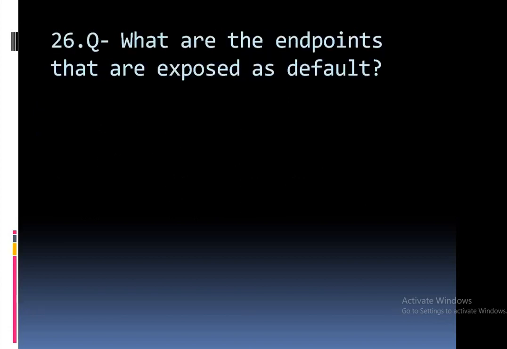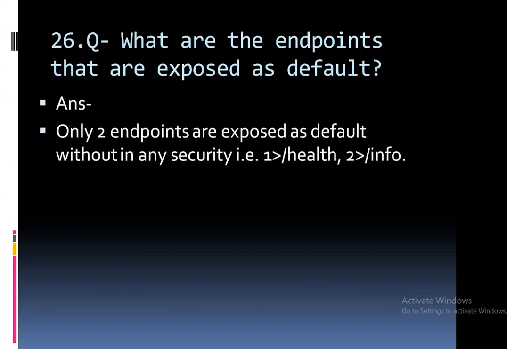So what are the endpoints that are exposed by default? Only 2 endpoints are exposed by default without any security, that are health and info. These 2 endpoints, /health and /info, are exposed by default without any security.